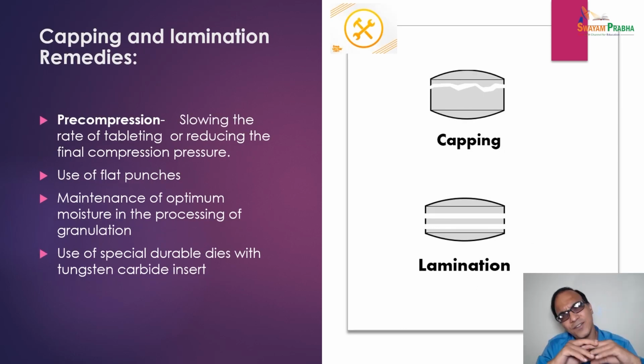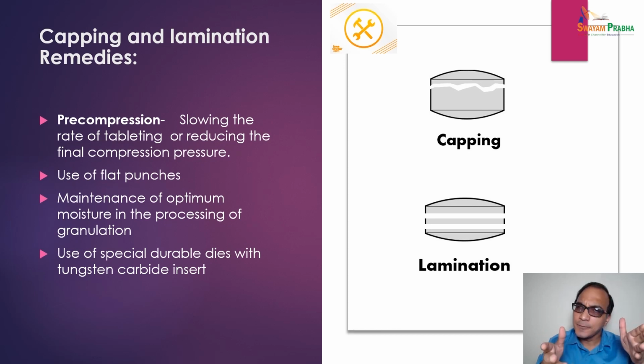Now, what are the remedies? We have discussed the causes. We have discussed what capping and lamination mean. Now it's time to start the remedies. First is pre-compression. It means slowing the rate of tableting or reducing the final compression pressure is the topmost remedy.